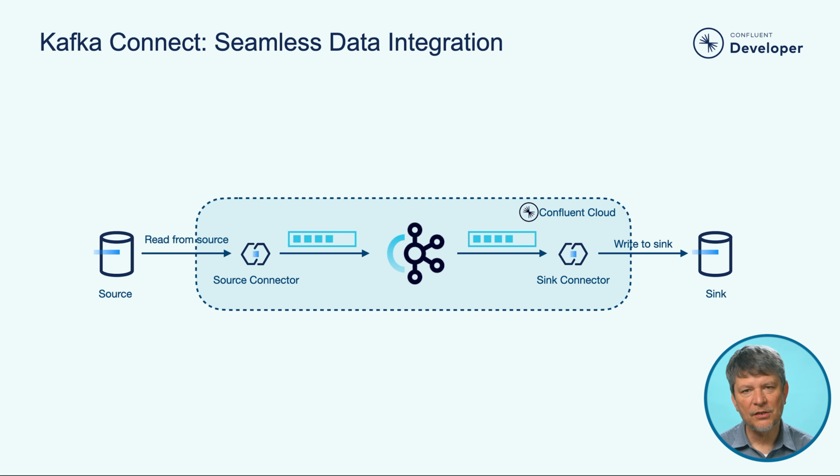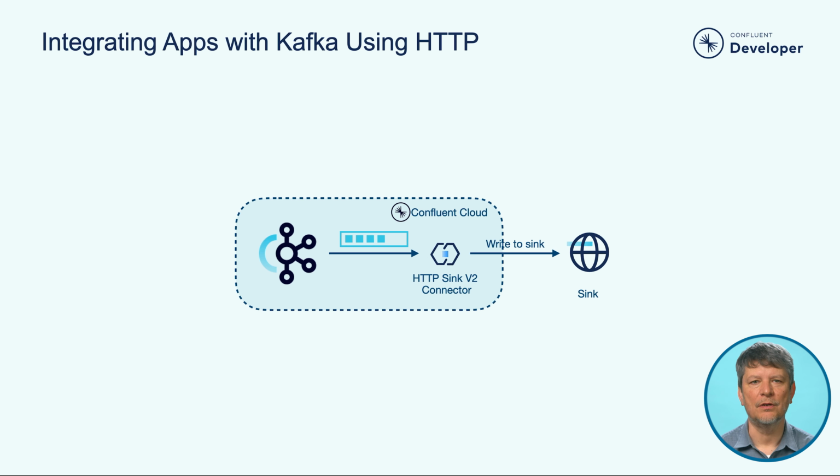minimal setup. This is what the HTTP Sync v2 connector is designed for, reliably delivering real-time Kafka messages to any API that accepts HTTP requests. This connector eliminates the need for custom scripts or ad hoc solutions. It natively integrates with APIs, handling authentication, retries, and message transformations automatically.